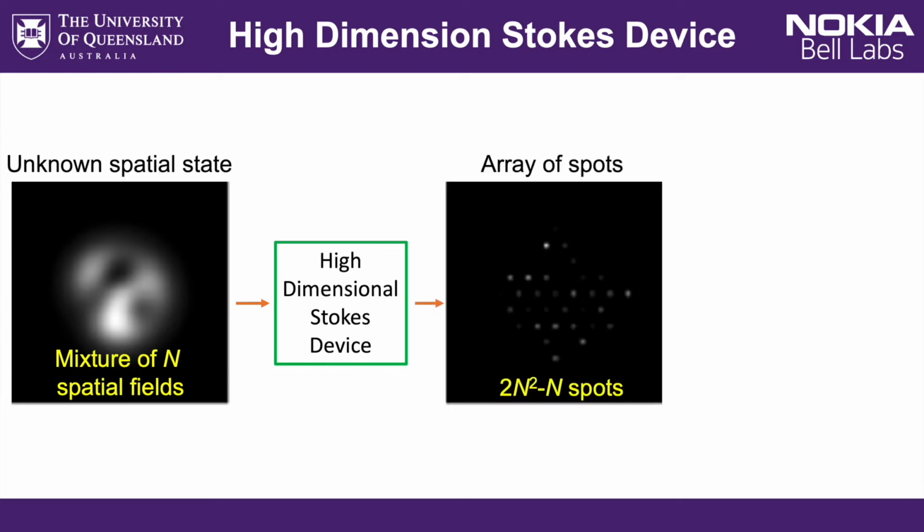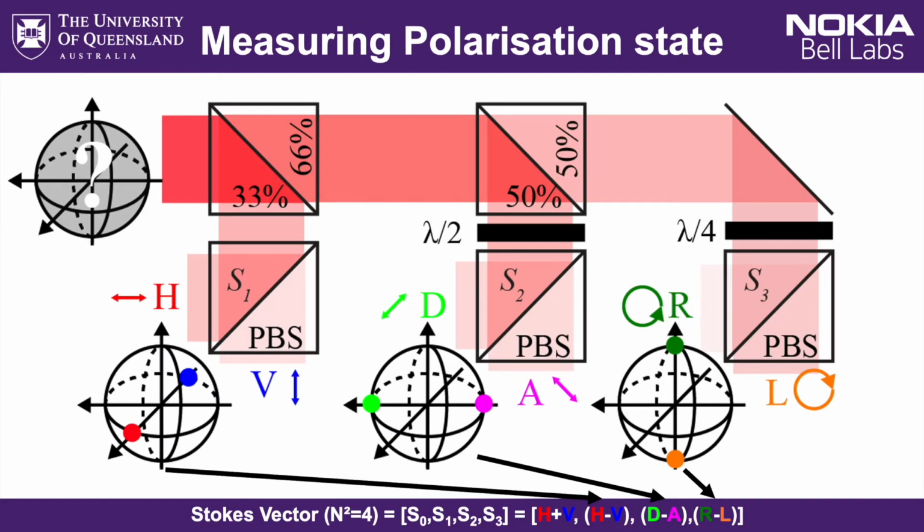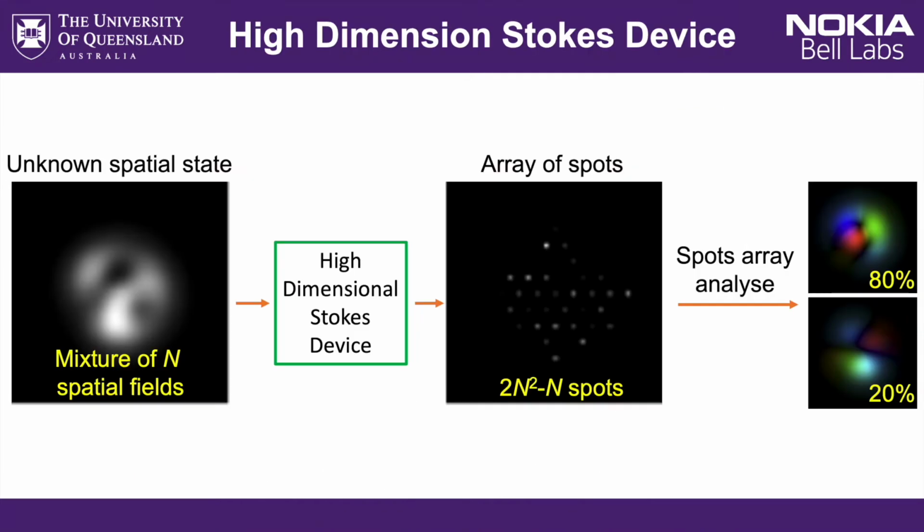The device then outputs an array of 2n squared minus n spots, just like what was done for the polarization example. And then this spot array is analyzed in a similar fashion to the polarization example, but using the Gell-Mann matrices instead of the Pauli matrices to construct the density matrix, which is then used to determine the wavefront and coherence of the unknown spatial state. So in short, the unknown spatial state comes in, spot array comes out, spot array is analyzed, wavefront and coherence are determined. You're probably now wondering, how exactly do we separate the unknown spatial state into an array of spots?